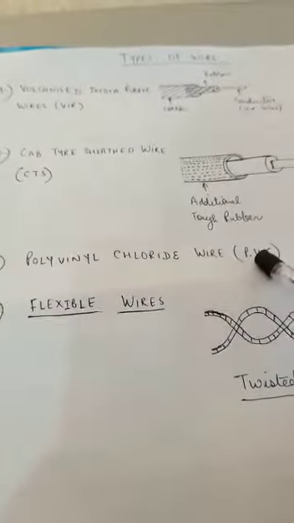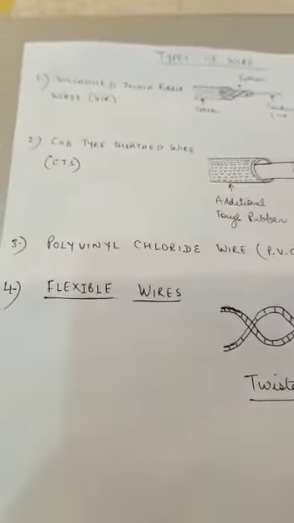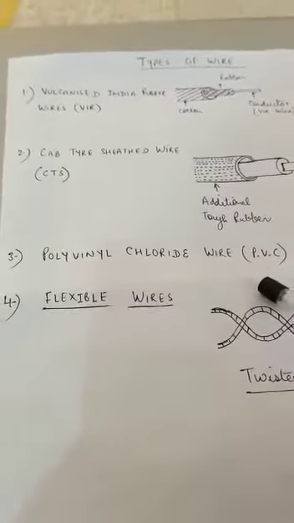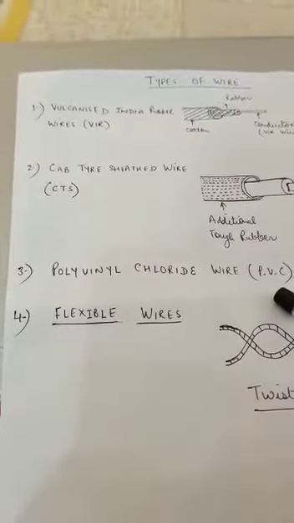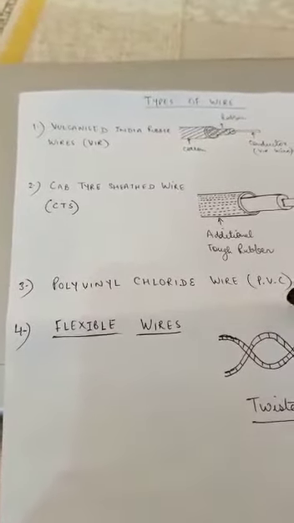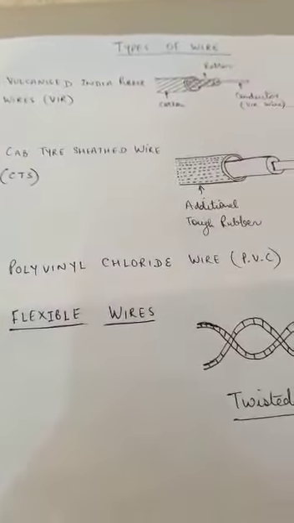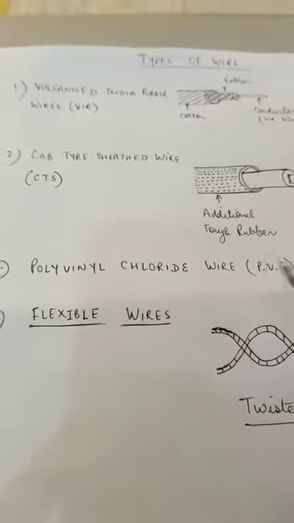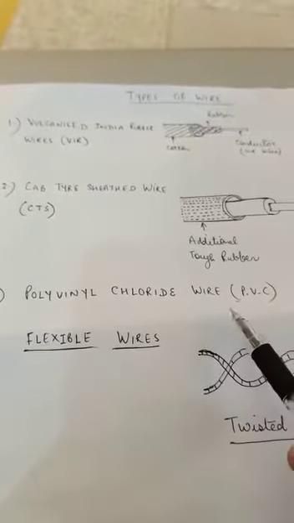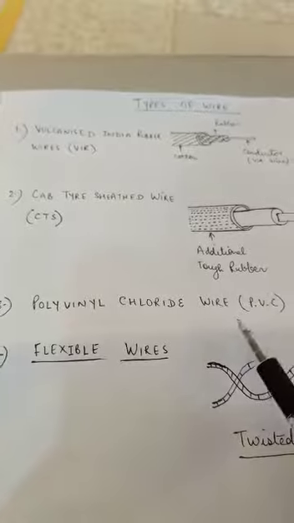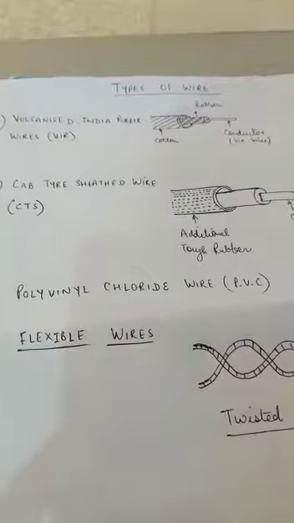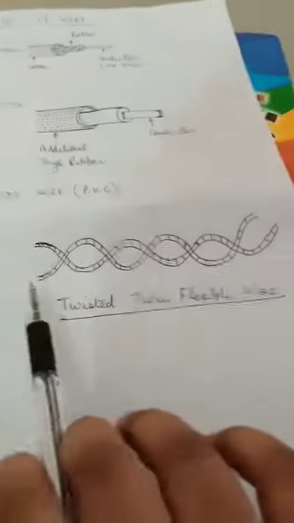Next one is polyvinyl chloride wires. This wire has an insulation of PVC. It is chemically inert. It is resistant to wear and tear. And thirdly, it is resistant to corrosion also. Since it has a covering of PVC, no additional covering is required in this wire. The main disadvantage of this wire is that it is not used for high temperature. That is, we cannot use this wire where the temperature is very high because it softens at very high temperature.